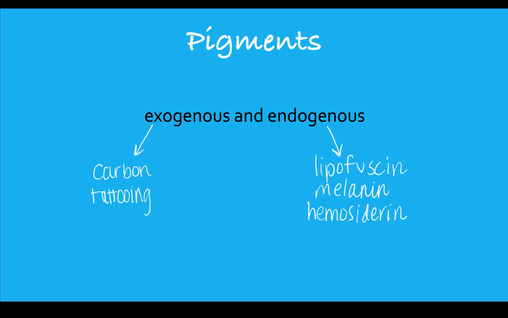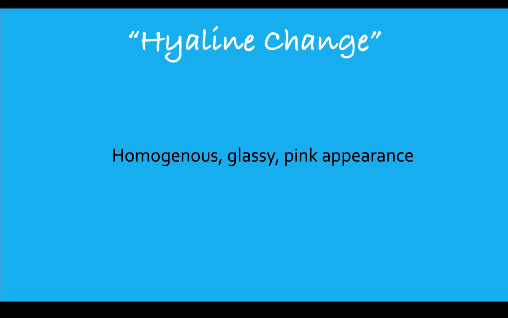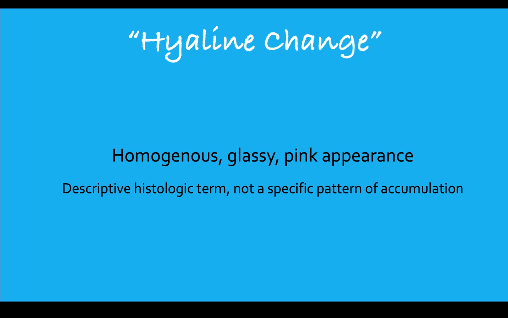And then there's also something called hyaline change, and this isn't really a pigment, but we like to group it with the pigments because it's like a discoloration, I guess. But hyaline change is this homogeneous, glassy pink appearance, and it's not a pigment. It's just a descriptive histologic term. So it's not really an accumulation of pigment inside a cell or anything like that. It's more so just a morphologic feature of various types of things. So it's not really specific to anything, but I wanted to include it because you'll probably hear that as we move on in general and systemic pathology.